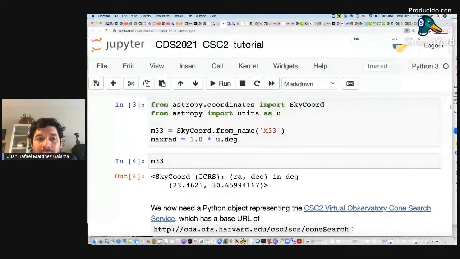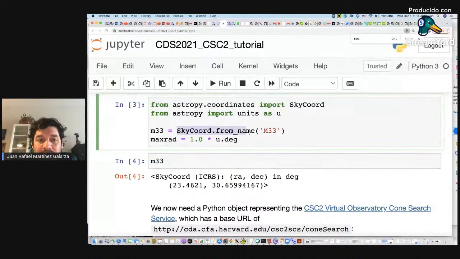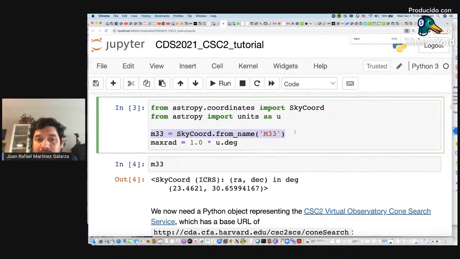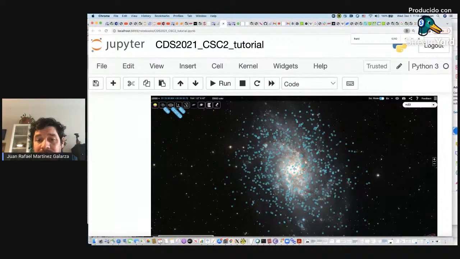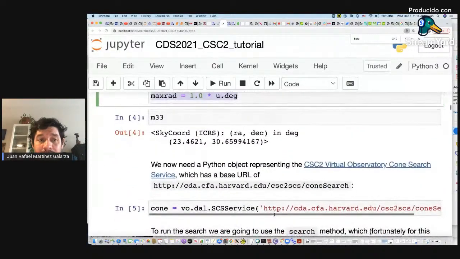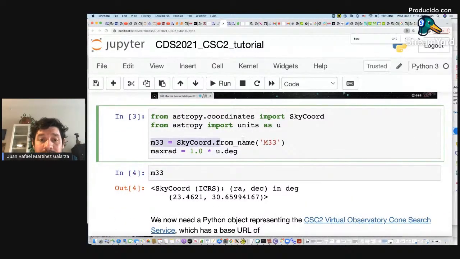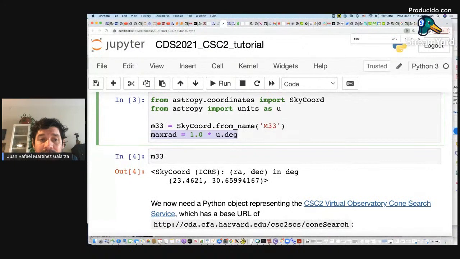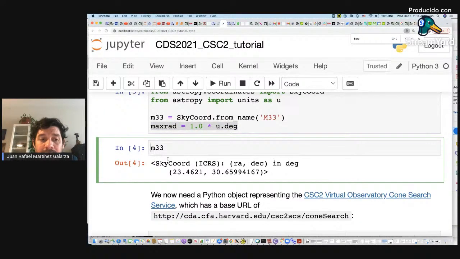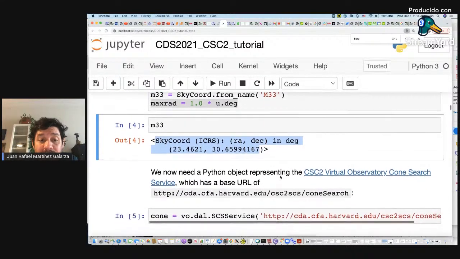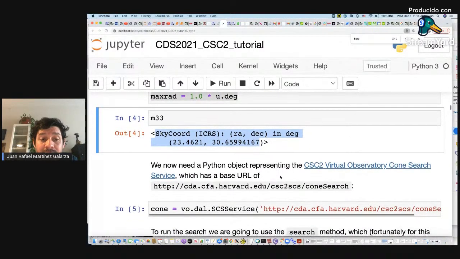So I am going to use AstroPy to define the coordinates of my object. The cool thing about AstroPy is that I can provide the name of the source, and it will identify the coordinates of the source. So I'm going to say, okay, I'm going to look around M33, and I am going to use a radius of 1 degree. That's more or less the size of this image here. It's about 1 degree wide. So I am going to do a search of the catalog centered on my galaxy with a radius of 1 degree. What this creates is a coordinate object. If I now print it, I have the coordinates of my object. That's great, because then I don't have to worry about where M33 is. I already have it from AstroPy.